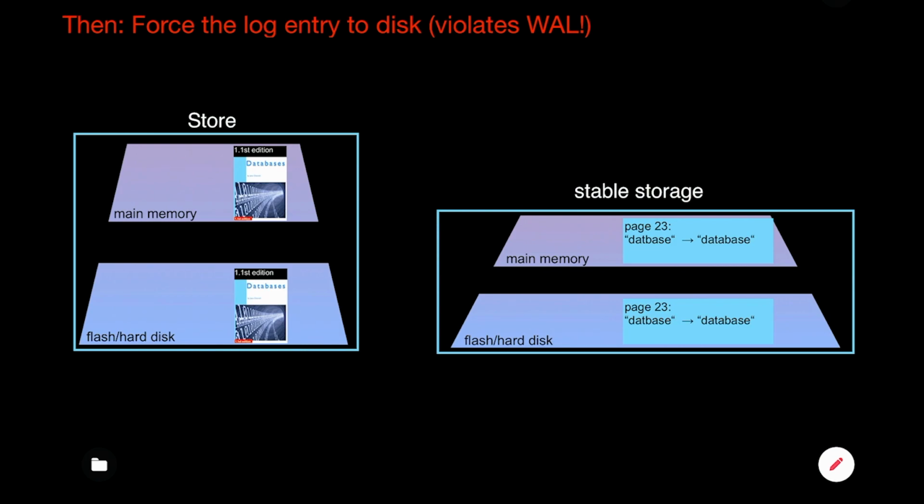Yeah? I was just wondering if the flushing of data from main memory to hard disk in the store section would also be logged. So if you flush, for example, like you say this part of the log is already at hard disk.